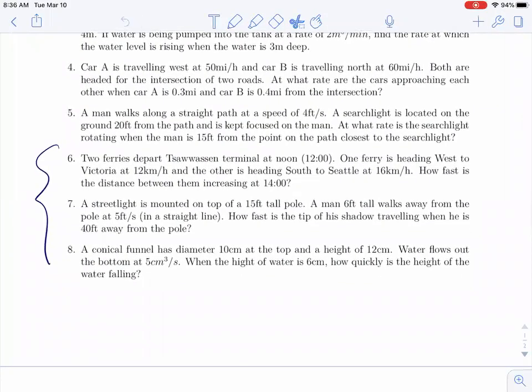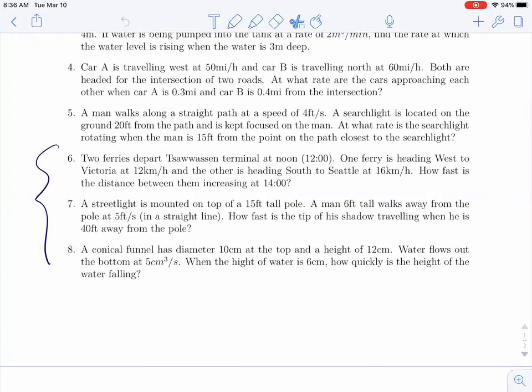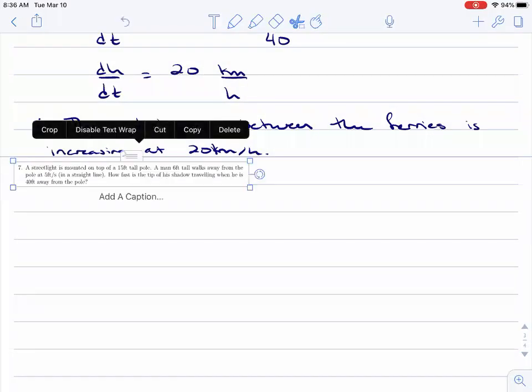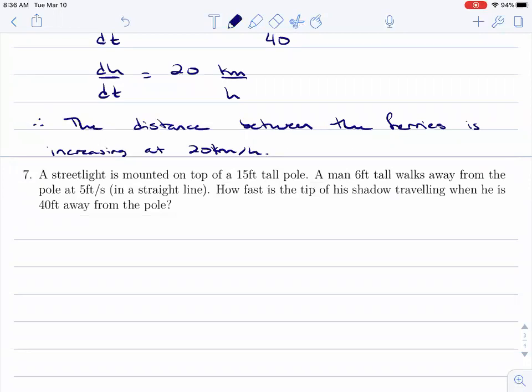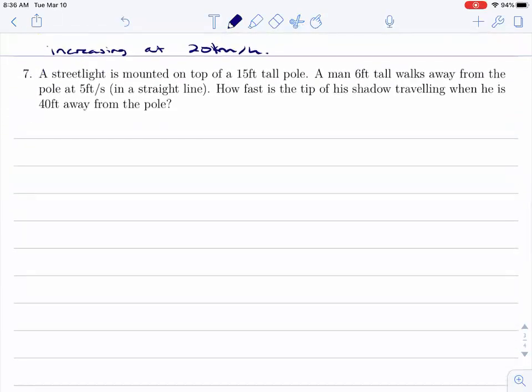If we go to question 7, we've got a different type of problem. Although it ends up being very similar. They're all related rates problems, so at the end of the day, they'll be very similar.